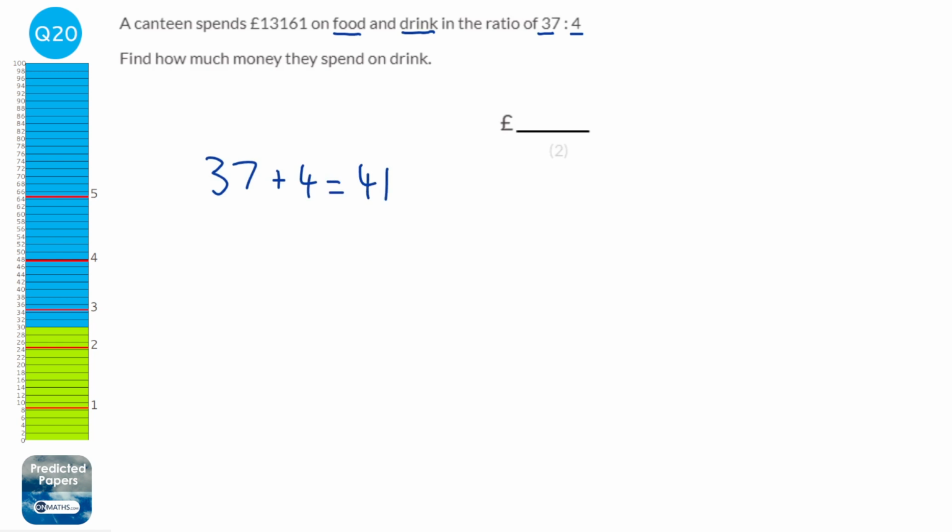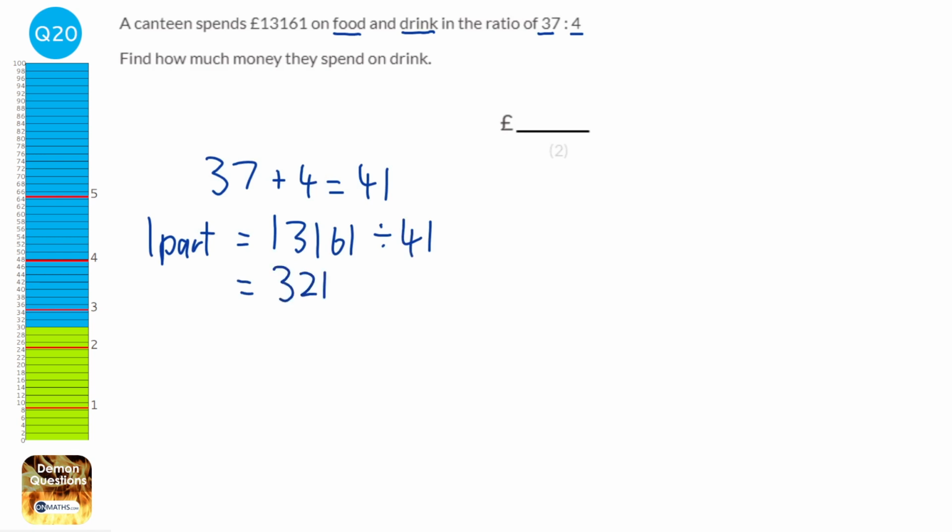Now each pile is equal, so to work out how much one pile or one part is worth, and in maths we call them parts, but they're just like piles of money, we're going to do 13,161, the total amount of money, and we're going to divide it by how many piles there are, which is 41. When we do that we get 321, so each pile is worth 321 pounds.